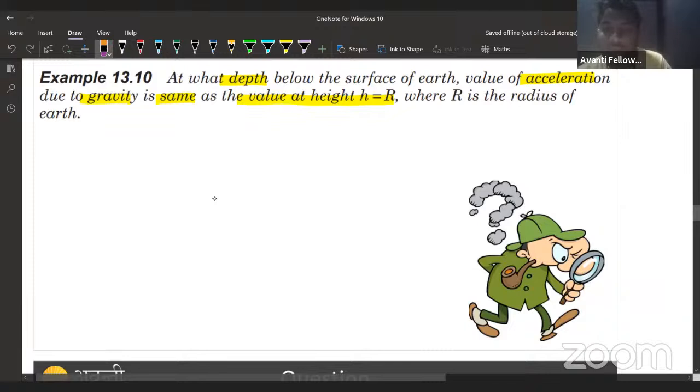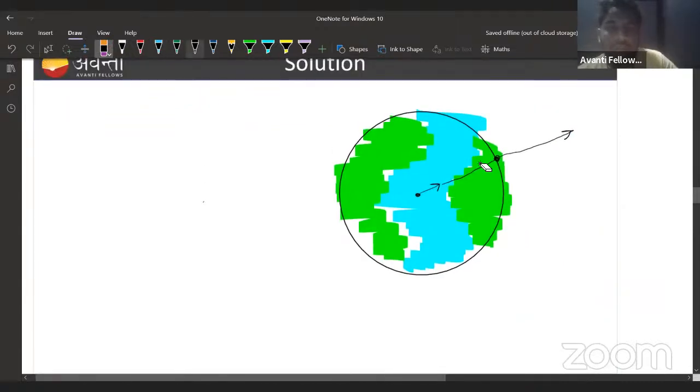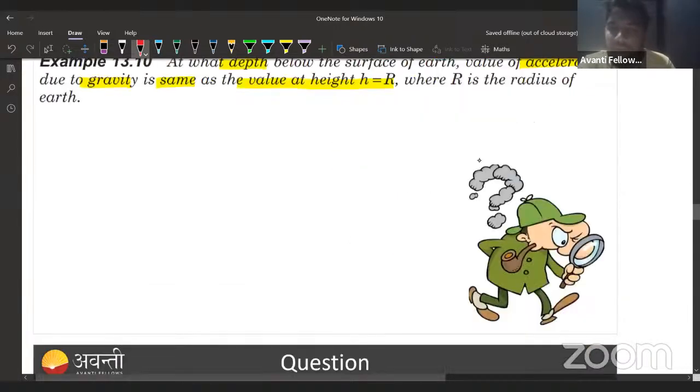Let us go to that earth again. Okay, so this was our earth. As we move away from the earth, the value of g dash will decrease. So at h equals to r, there will be a certain value of g dash, right? Now this same value should come when we go inside the earth. Means at what depth d will the value of g dash be the same? Hopefully you get the question.